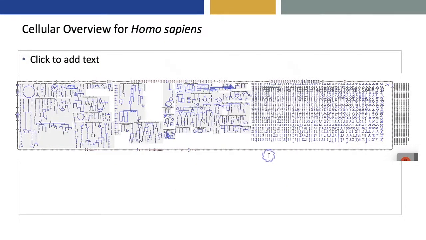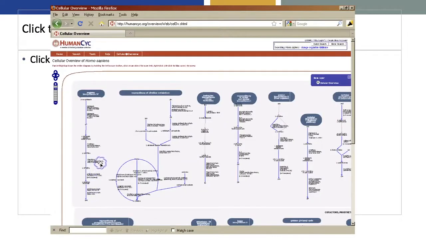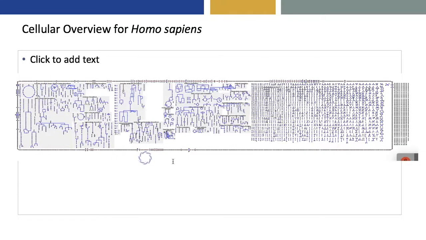I now want to show you the Cellular Overview tool within Pathway Tools, and in this case we're looking at the human Cellular Overview. The Cellular Overview is an organism-specific diagram that's generated for each organism in BioCyc, and it depicts the full metabolic network of an organism with biosynthetic pathways on the left, catabolic pathways on the right, energy metabolism pathways down the middle, and on the far right is a maze of individual reactions that have not been assigned to any pathway.